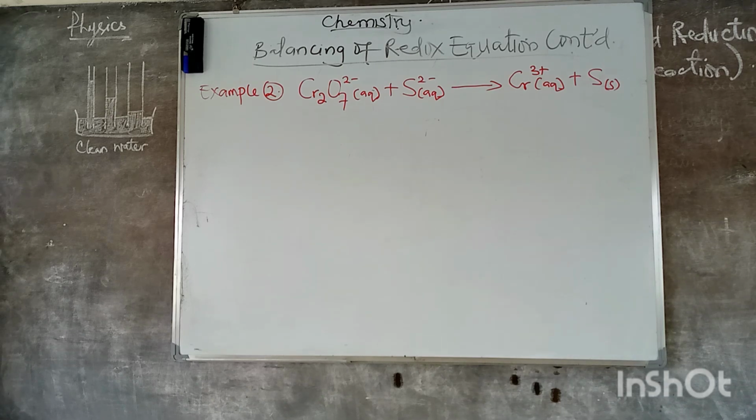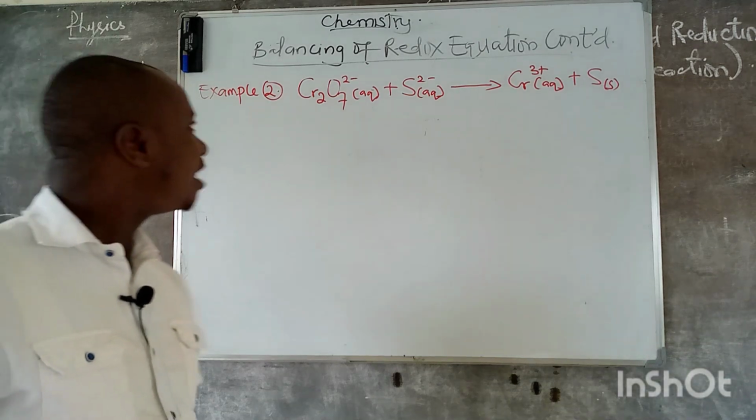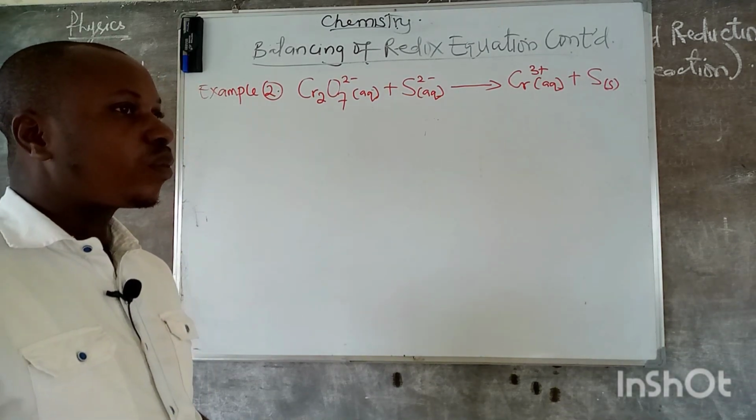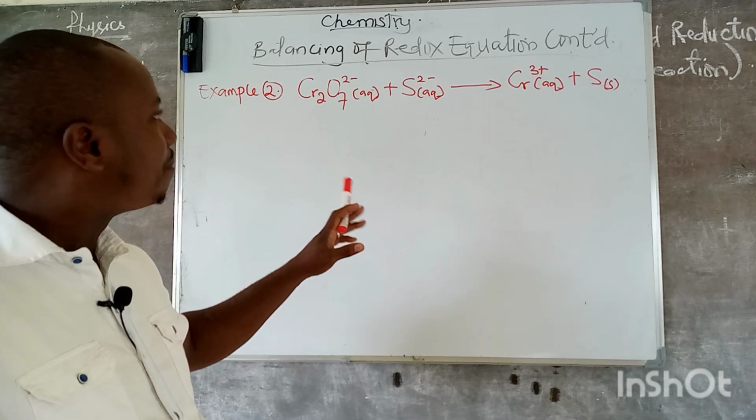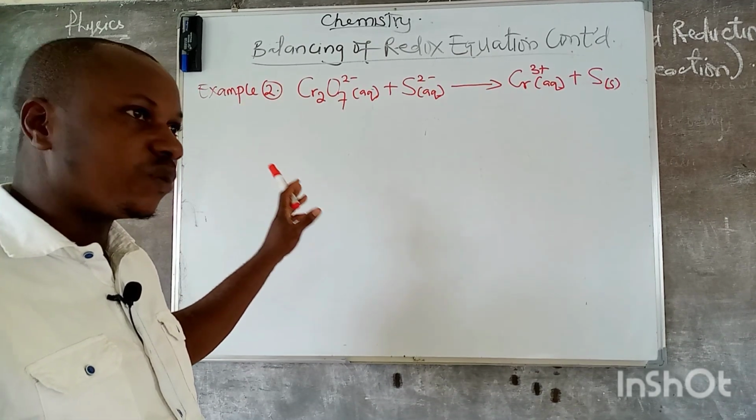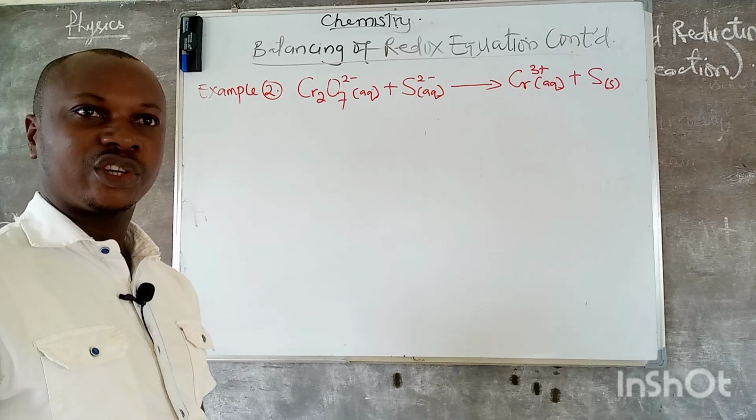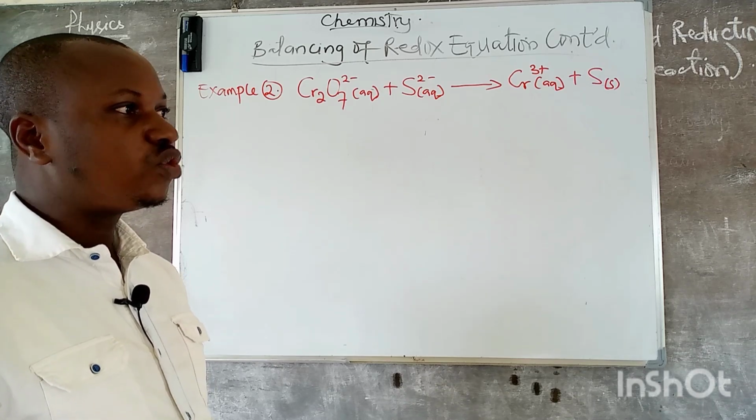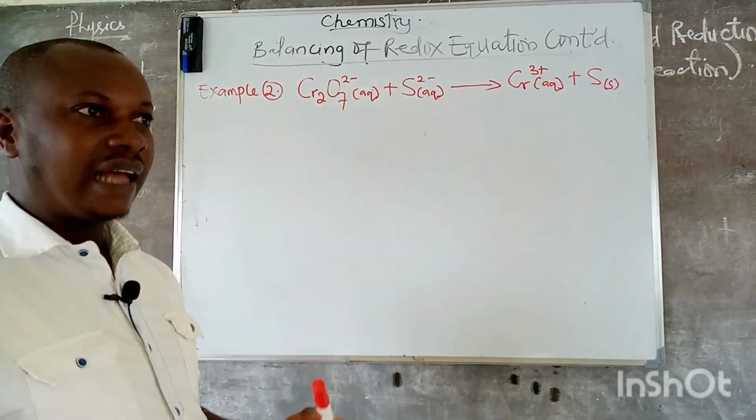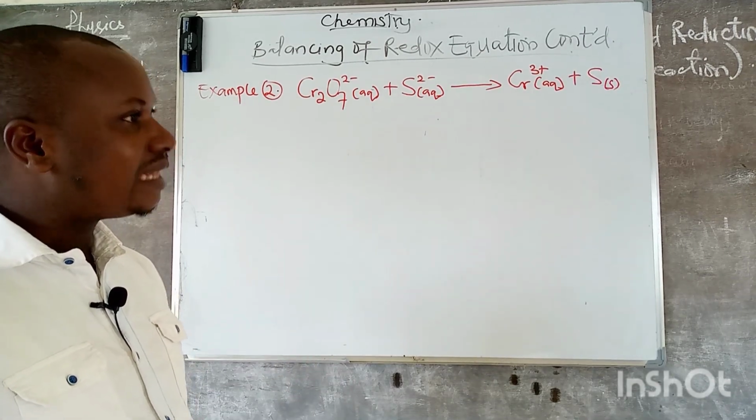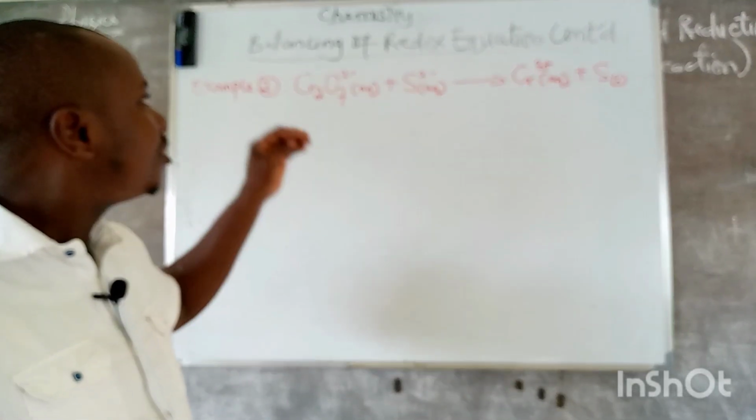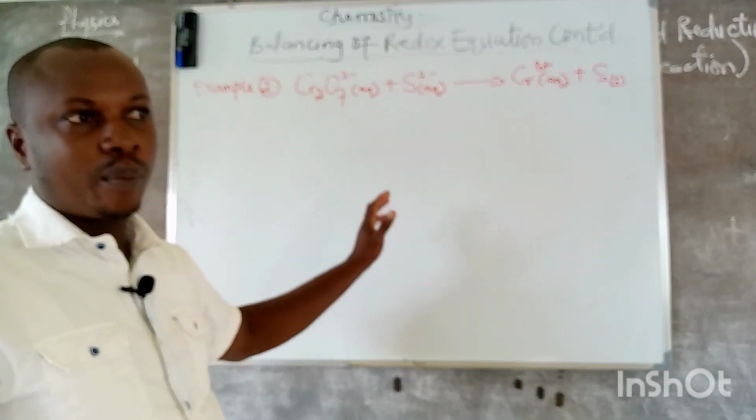So first of all, don't forget that the first thing we should do here is to identify the oxidizing agent and the reducing agent. Identifying the oxidizing agent and reducing agent will help us to know which one will be placed in the oxidation half equation and the one that will be placed in the reduction half equation. So let us see how to identify the oxidizing and the reducing agent. But don't forget that the best way to identify them is to consider their changes in oxidation number.